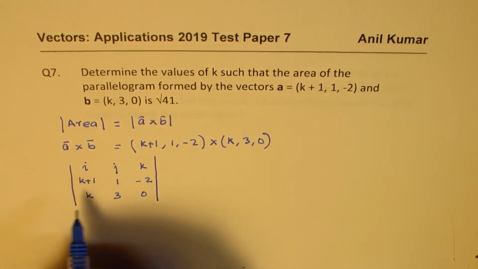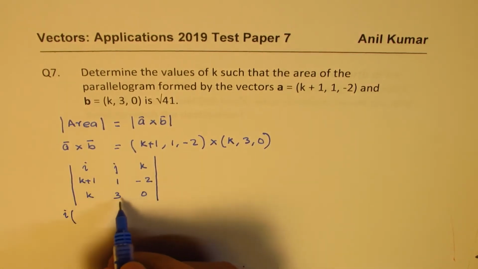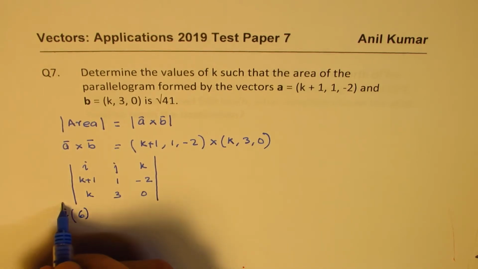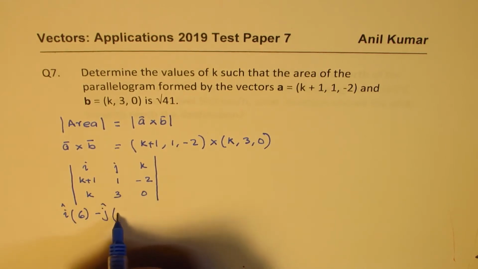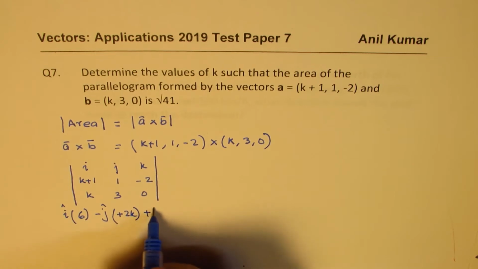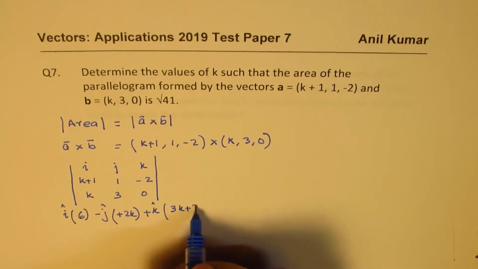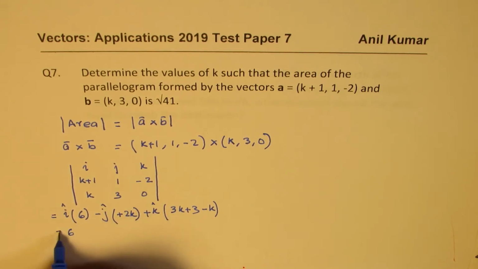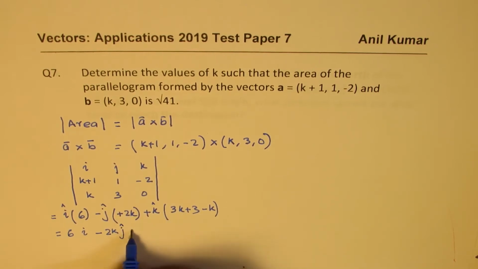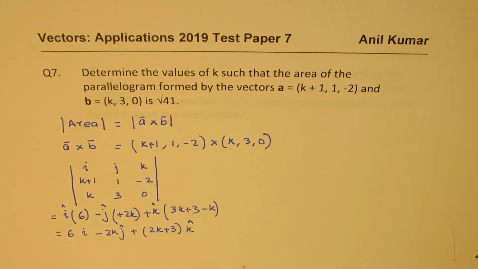Now that gives you i times 0 minus 2 times 3, which is 6, right? Minus j, that is 0, and this gives you plus 2K. And plus k, which is 3 times this, 3K plus 3 minus K, right? So this gives you 6i minus 2K j, K is a constant. And here you get 2K plus 3 as a component along the Z direction. So that becomes your vector.